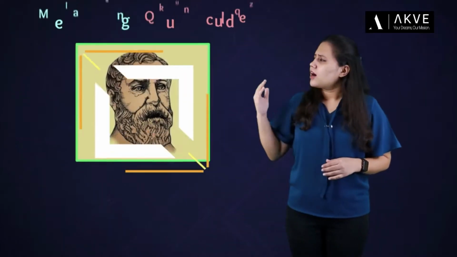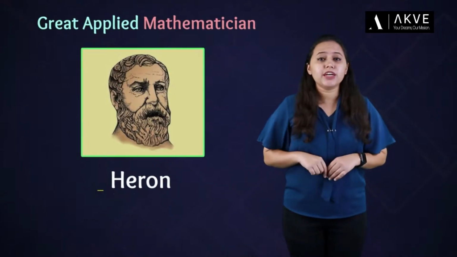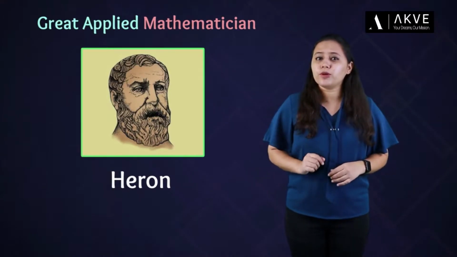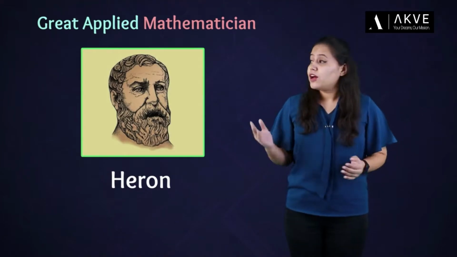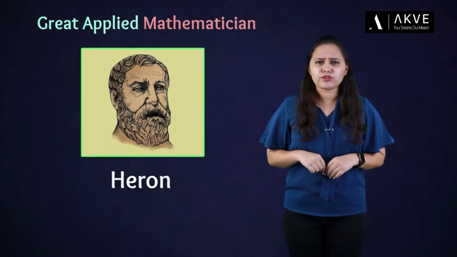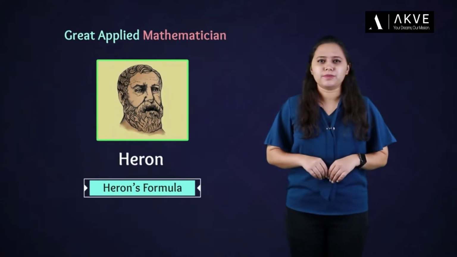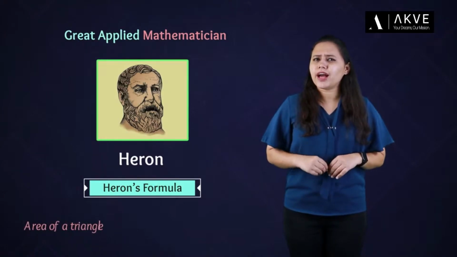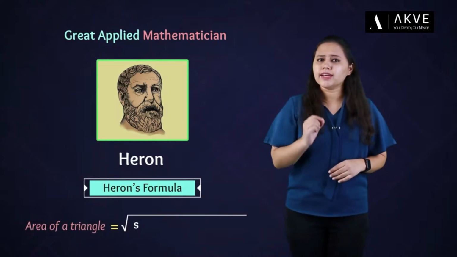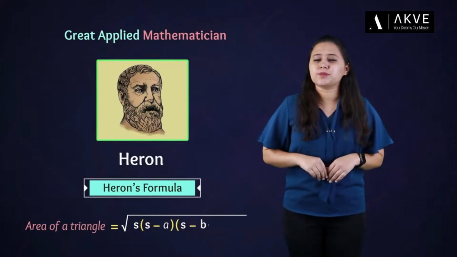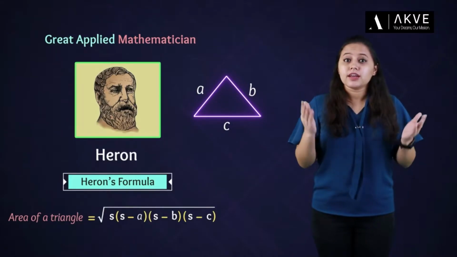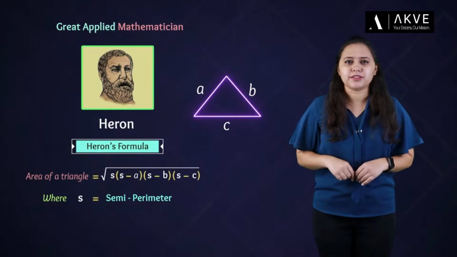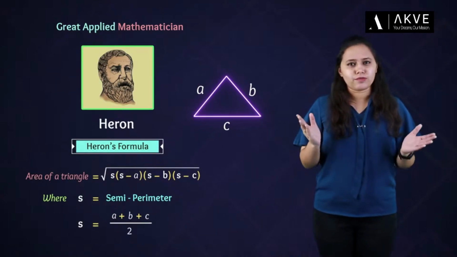In the previous video, we saw that in 10 AD, a great applied mathematician named Heron was successful in getting a formula using which we can find the area of any triangle. The formula given by Heron about the area of a triangle is known as Heron's formula. It is stated as: area of a triangle is equal to under root s into (s minus a) into (s minus b) into (s minus c), where a, b and c are the sides of the triangle and s is the semi-perimeter, that is half of the perimeter of the triangle.